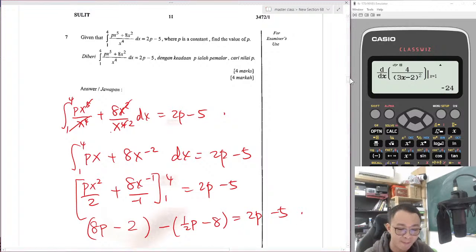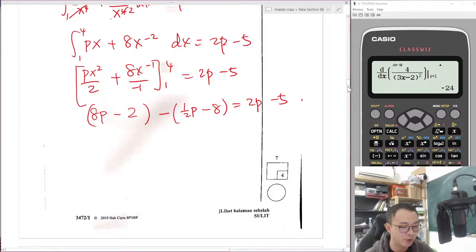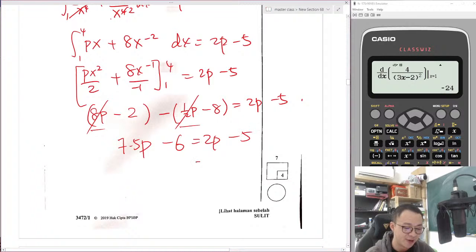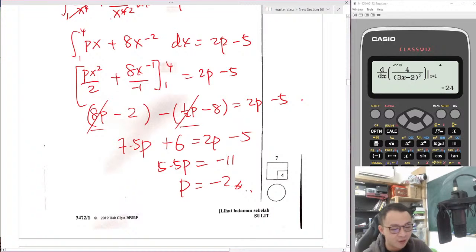Then what I want to do next is I minus them. 8 minus 0.5, I get 7.5p. Solve this: negative 2 plus 8, which is minus 6, equals to 2p minus 5. So it's plus 6, move the plus 6 and it will be minus 6. So negative 11 equals to 5.5p. So p equals to negative 2. So this is the step by step here.